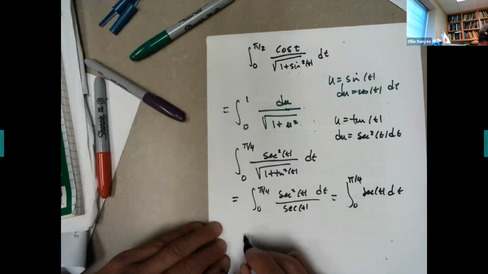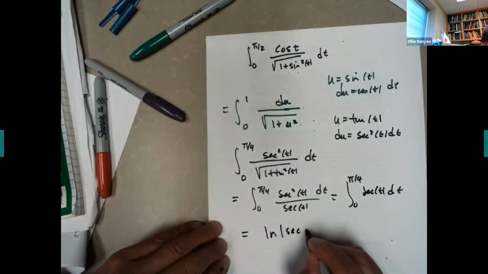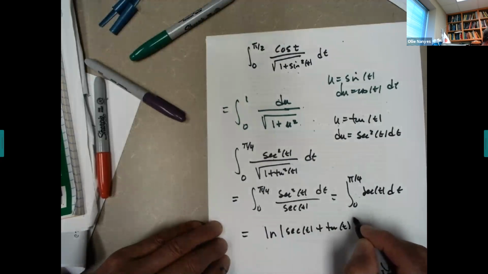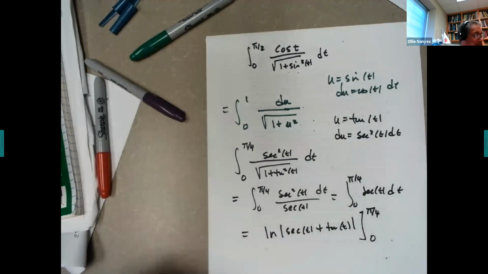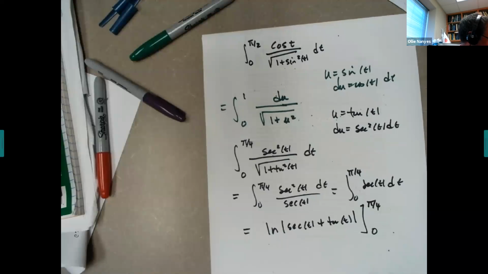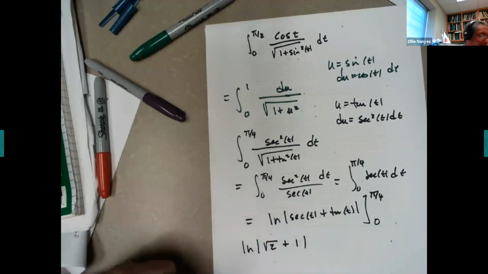And since it's a definite integral, we can keep it like that. The antiderivative is log of secant t plus tangent t, evaluated between 0 and pi over 4. When you plug in a 0 here, you get log of 1 plus 0, but log of 1 is 0. You plug in pi over 4, you get log of the square root of 2 plus 1. How about that?